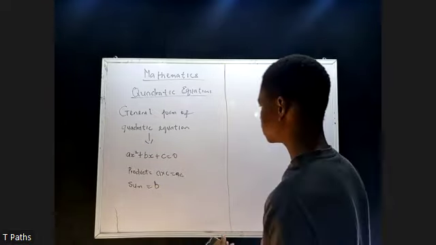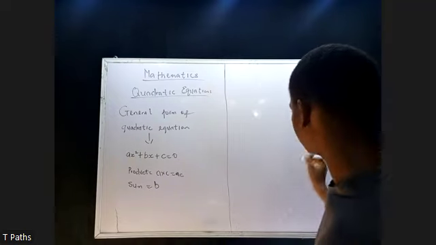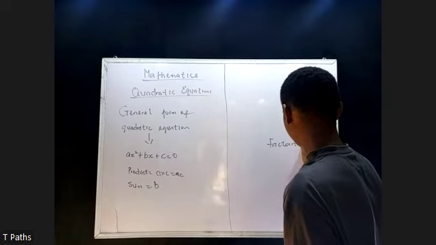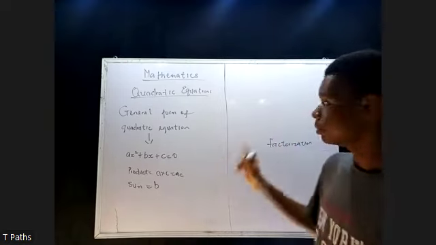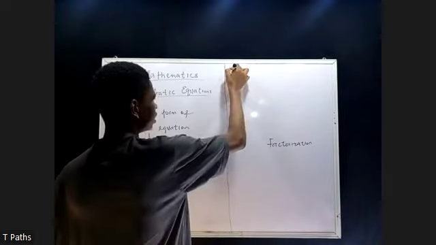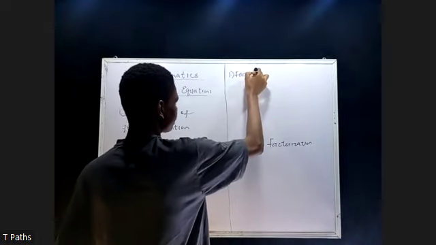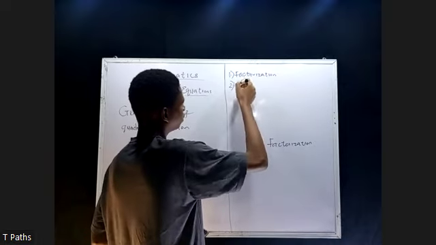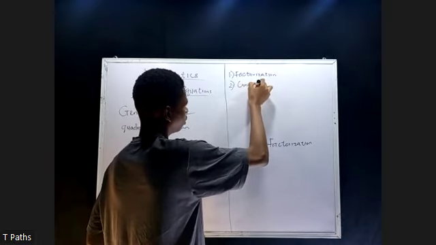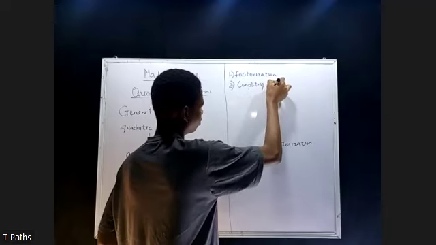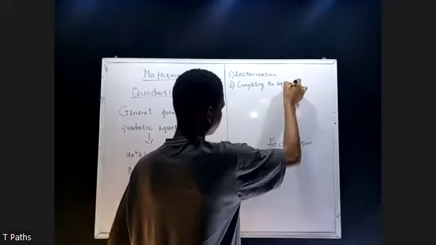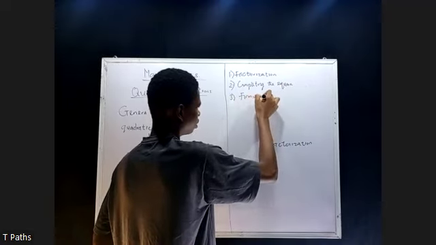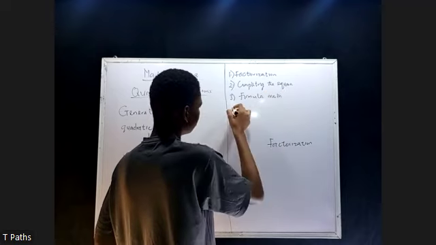Before I move on, let me explain the methods of solving quadratic equations. We have four methods of solving quadratic equations. Let me list them somewhere where it's going to be clear. We have factorization, completing the square, formula method, and graphical method.